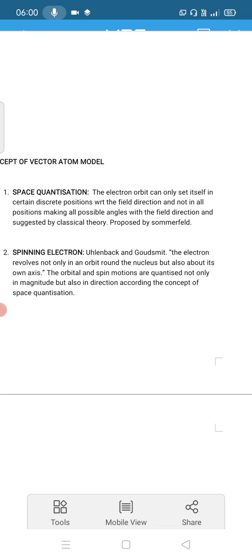So, the electron has two types of motion, orbital motion and spin motion. The angular momentum of the atom will now be due to the orbital motion and spin motion of the electron. According to quantum theory, the spin motion, like orbital motion, should be quantized. The two are considered as quantized vectors and hence the atom model is called the vector atom model.